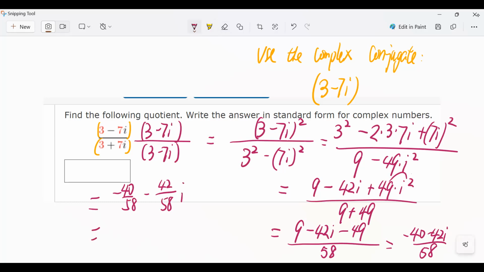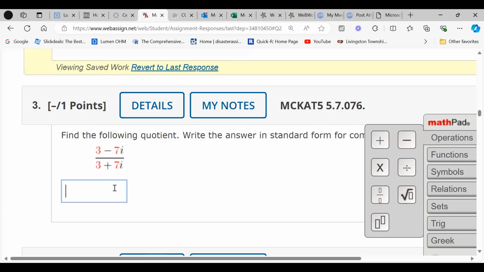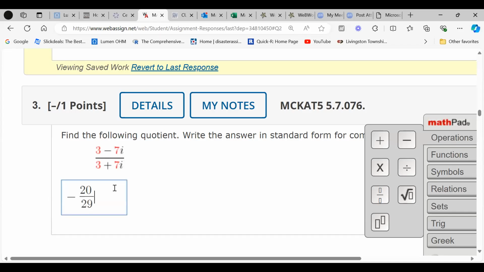And we can reduce it. Both top and bottom can be reduced by 2. Minus 20 over 29, minus 21 over 29i. And that's the final answer, right? Any question? Minus 20 over 29, minus 21 over 29i.